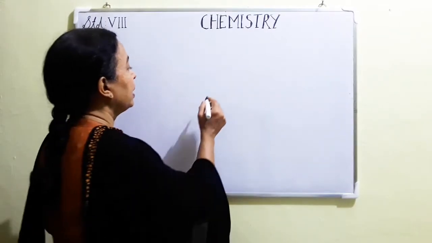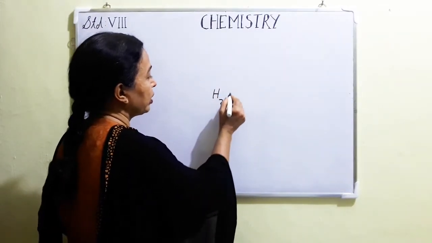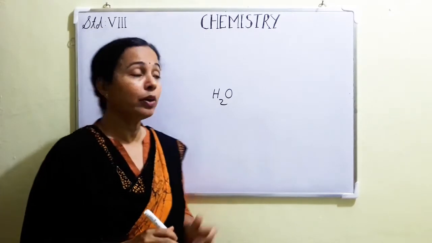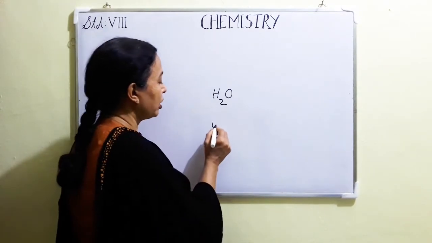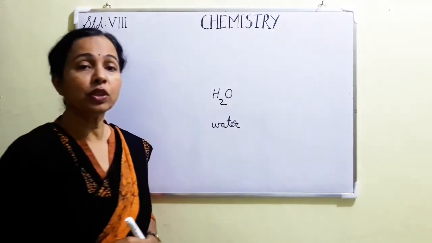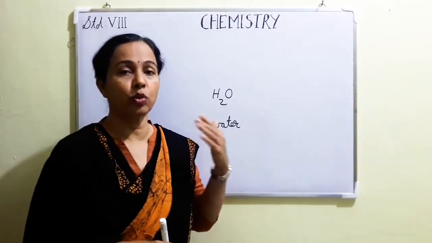And then we learned the significance of writing the formula, the advantages of using a formula. For example, the example we have taken last class was water, H2O. This is the formula of water. What are the advantages of writing this formula instead of writing water? Because the formula conveys many things to us.